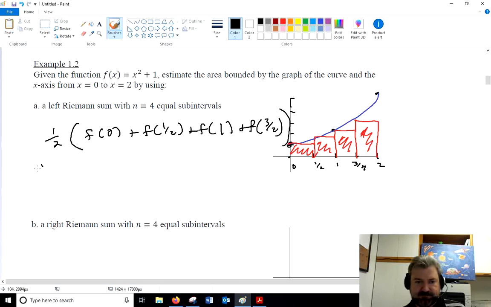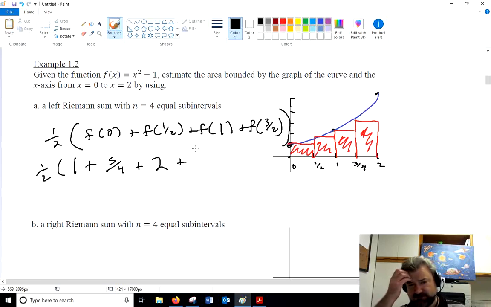And let's see here. F of 0 is 1. F of 1/2 would be 1/4 plus 1 is 5/4. That's not too bad. F of 1 we said was 2, and 3/2 would be 9/4 plus 4/4, which is 13/4.